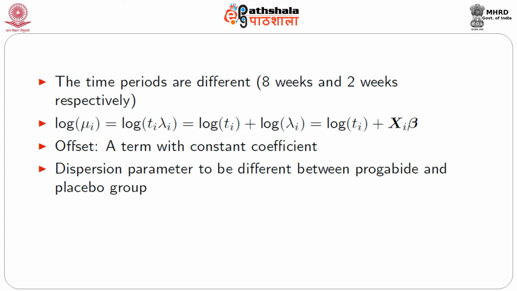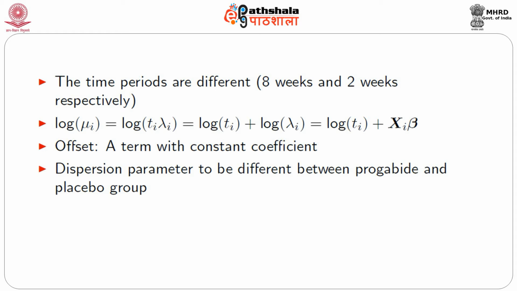Now, why did we use offset? You see that here the time periods are different. One is 8 weeks and the remaining 4 are 2 weeks. So, we are modeling log mu i, which can be thought of as log T_i lambda_i, where mu i is the mean number of seizures. So, the mean number of seizures can be written as T_i lambda_i, which is log T_i plus log lambda_i.